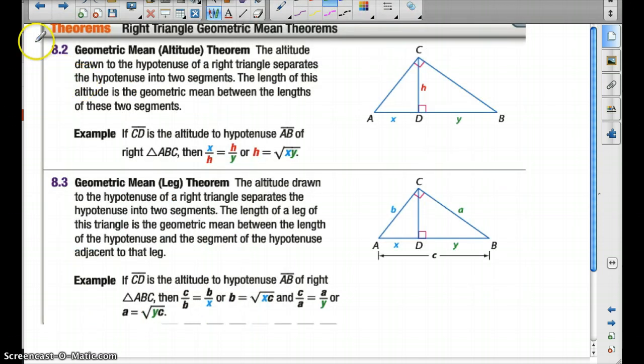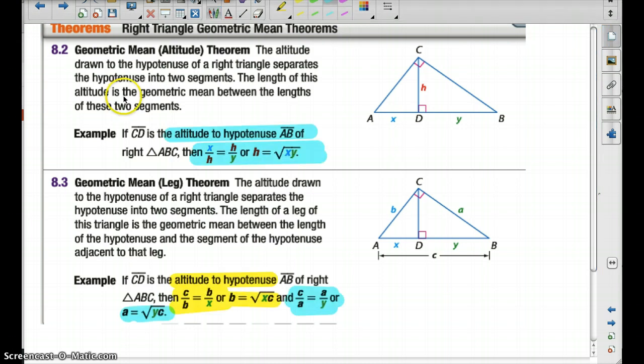Now these theorems you do have to write down, so why don't you go ahead and pause the video and write these down. All right, let's see what these are talking about.